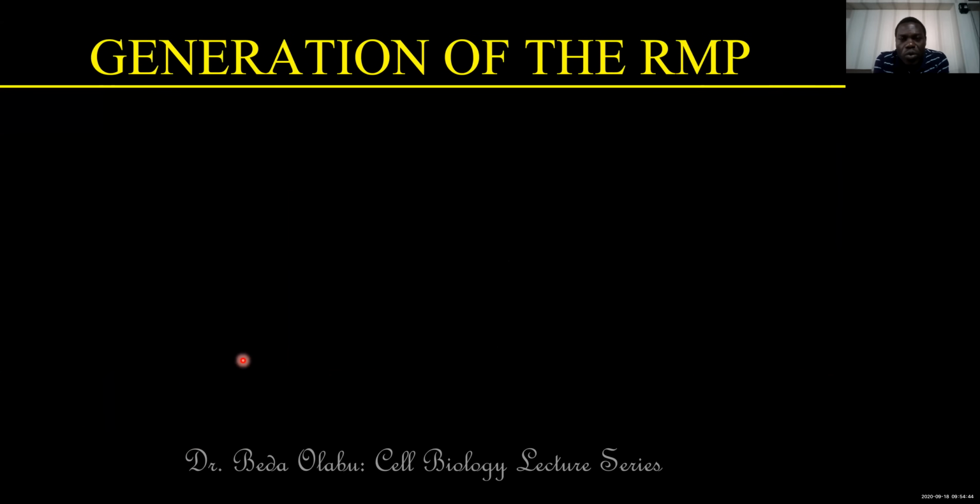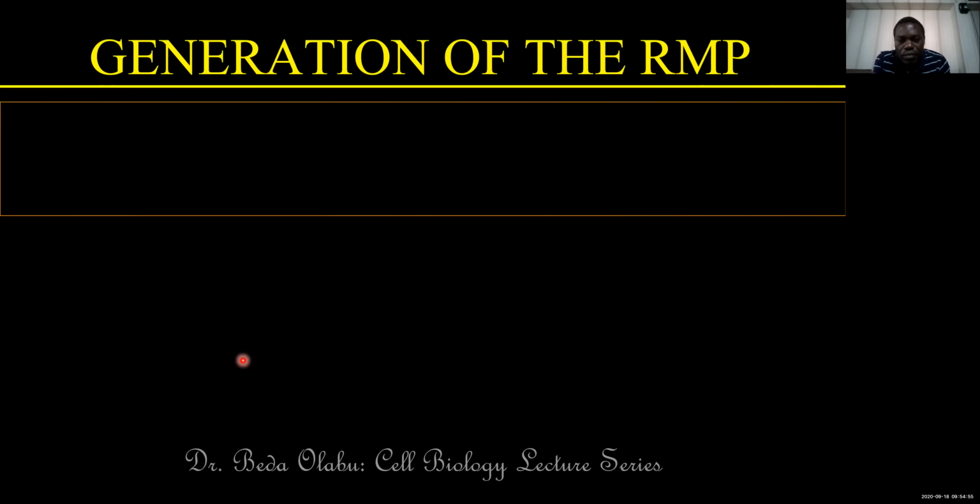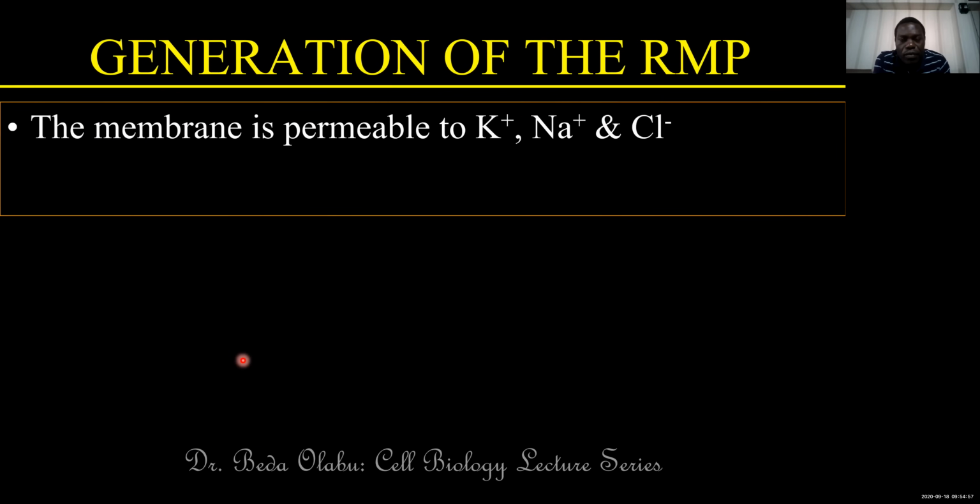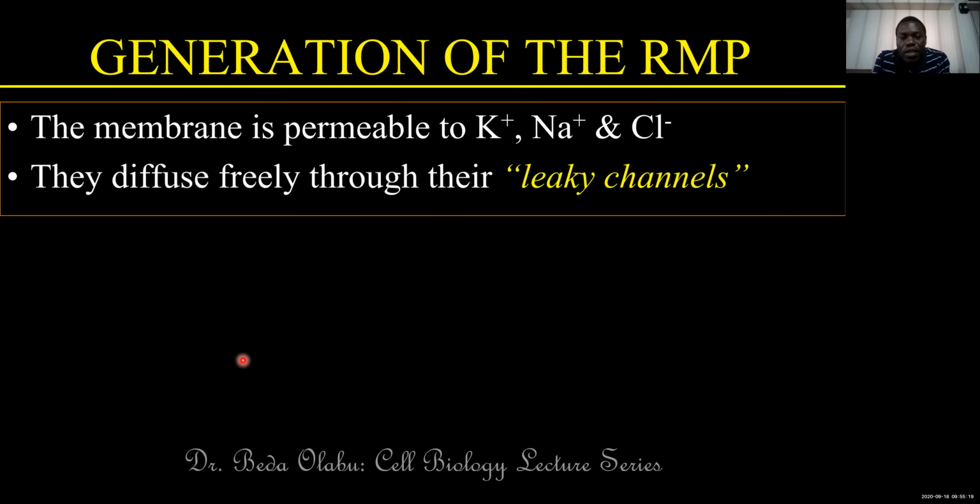I want us to now look at how the resting membrane potential is generated. How is the resting membrane potential generated? One concept that I want you to build from now henceforth is that the cell membrane is permeable to potassium, to sodium, and to chloride. This permeability is through their leaky channels.